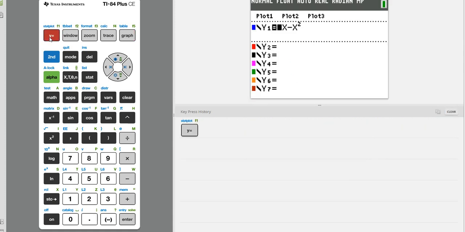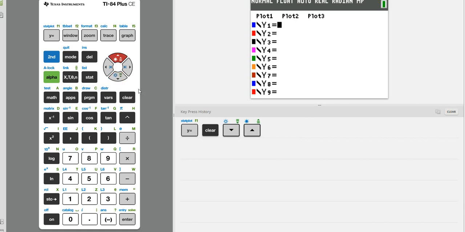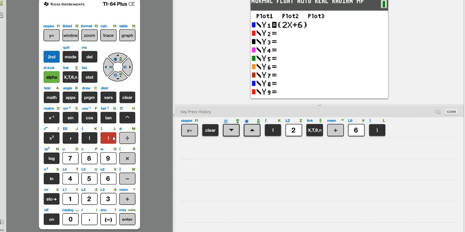Go to the y equals key, and let's clear out everything. Let's put in the first part of the function. Now, there's a little trick in this, and you need to put that first part in with parentheses. So I want parentheses around the whole function, 2x plus 6, parentheses. And then here's a little pro tip.